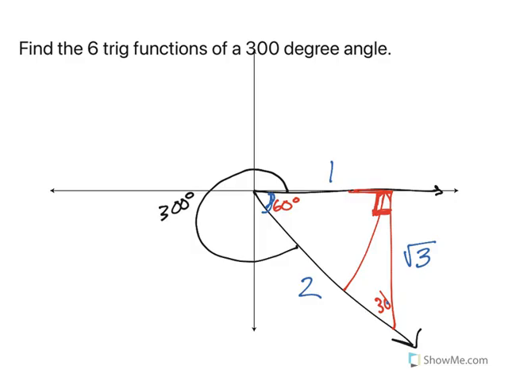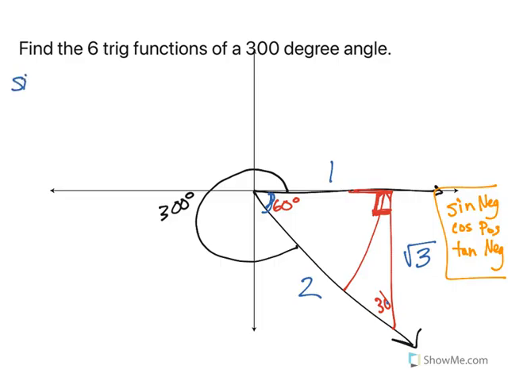Now, one thing you need to remember, we are in quadrant 4. The sine in quadrant 4 is negative. The cosine in quadrant 4 is positive. The tangent in quadrant 4 is negative. If you don't remember those, you need to go back and watch a different video. But we have to keep that in mind, because when you find 60 and all those, because 60 is a quadrant 1 angle, it always comes out positive.